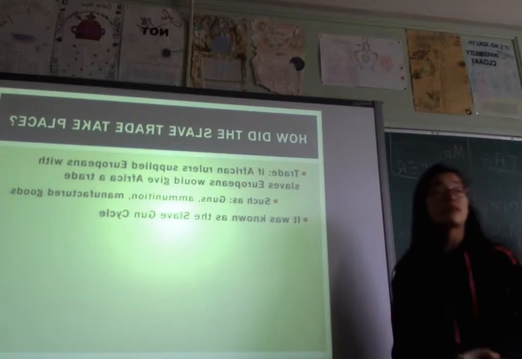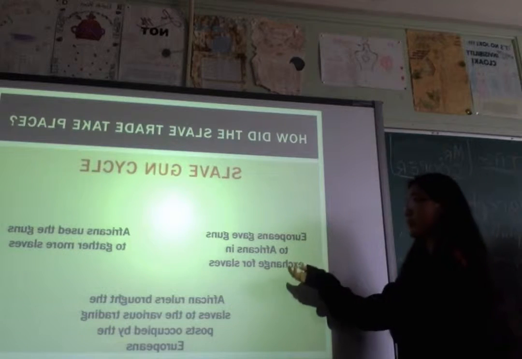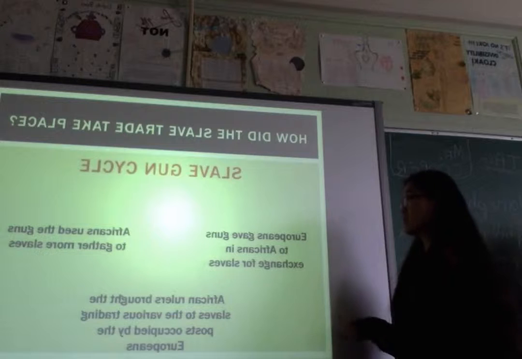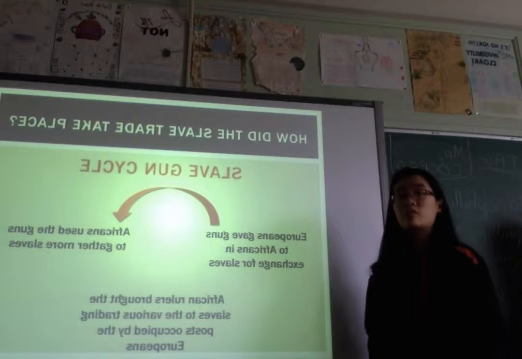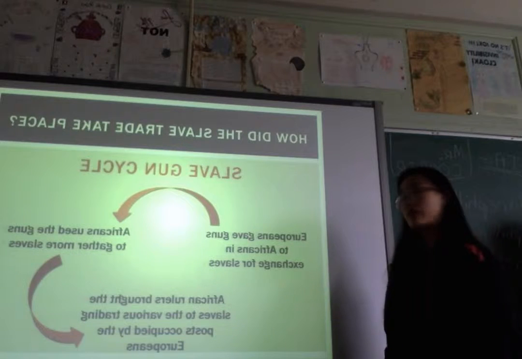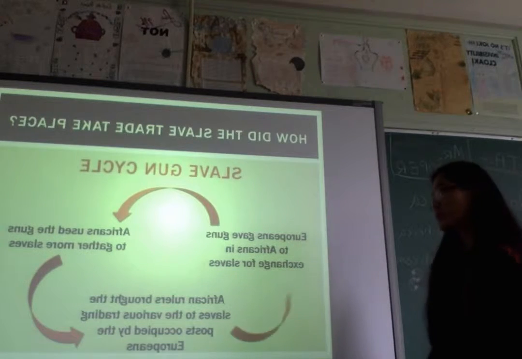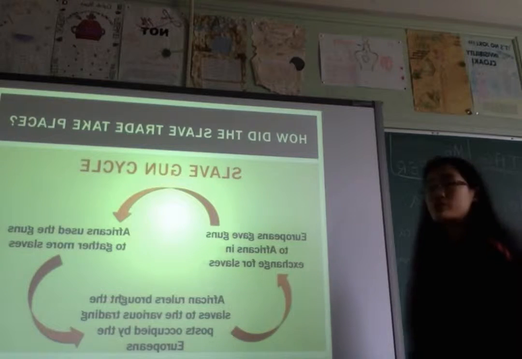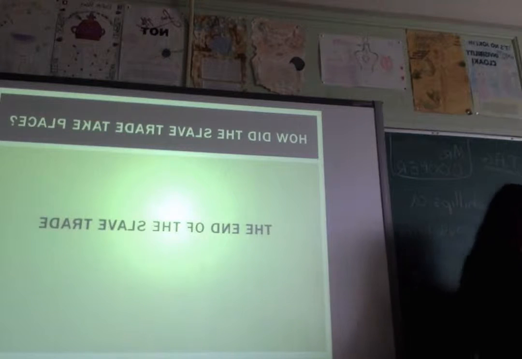So it was also known as the slave gun cycle. The slave gun cycle started with the Europeans giving guns to the Africans in exchange for slaves. And then the Africans would use those guns to gather more slaves. And then they would bring those slaves to the Europeans at various trading posts to get more guns. So it's just a vicious circle that goes on and on. It's the end of the slave trade.